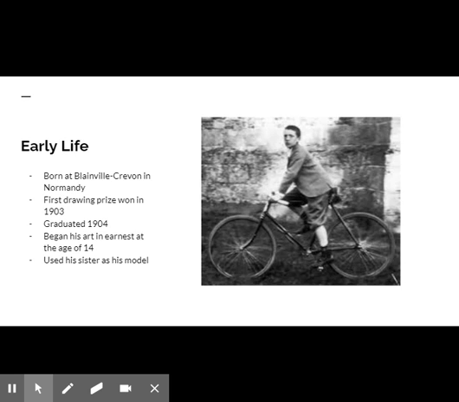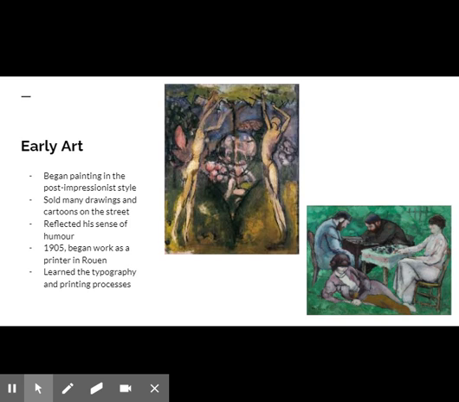At 14, his first serious art attempts were drawing and watercolors depicting his sister Suzanne. His academic art teacher tried to keep him from the influences of Impressionism and other avant garde movements, but, as we will see, this didn't end up working very well. Duchamp's early artworks align with post Impressionist styles.